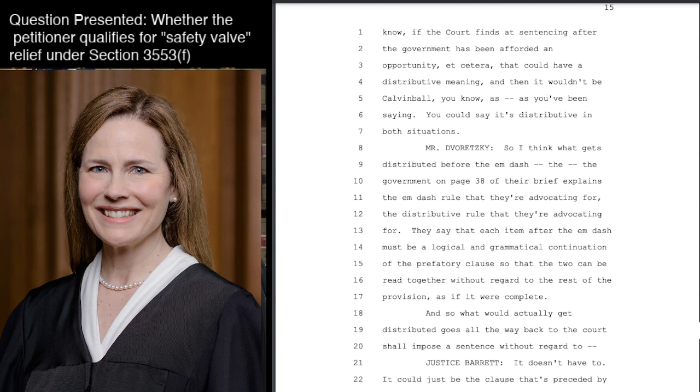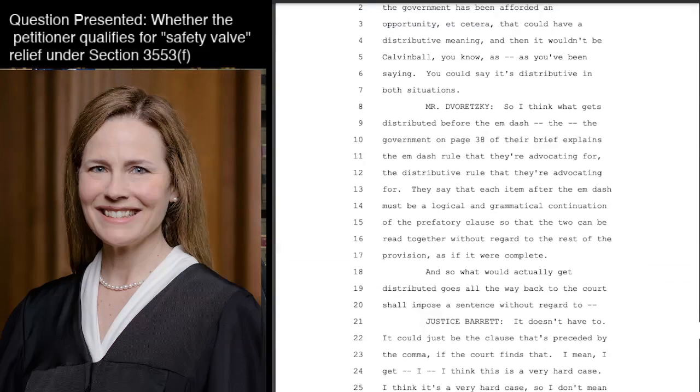So I think what gets distributed before the em-dash, the government on page 38 of their brief explains the distributive rule that they're advocating for. They say that each item after the em-dash must be a logical and grammatical continuation of the prefatory clause so that the two can be read together without regard to the rest of the provision, as if it were complete. And so what would actually get distributed goes all the way back to "the court shall impose a sentence without regard to..." It doesn't have to. It could just be the clause that's preceded by the comma, "if the court finds that."